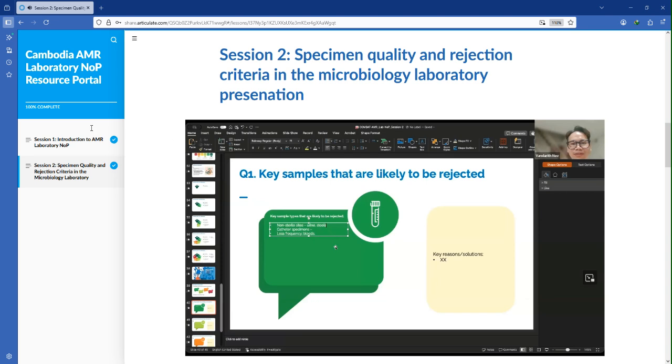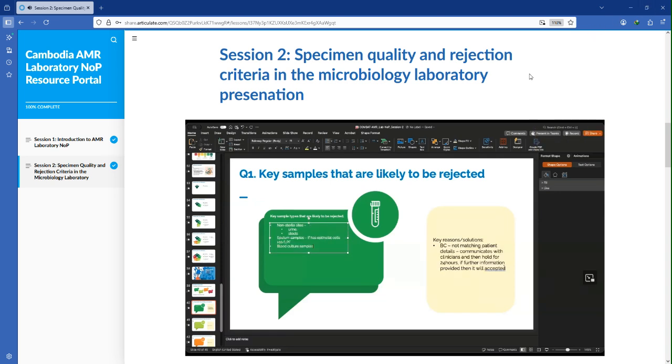My group's discussion looks similar to group 1. The key sample types are urine, stool, and sputum. We have to reject urine cultures when the physician or doctor collects the sample more than 20 hours earlier. We can reject this one.